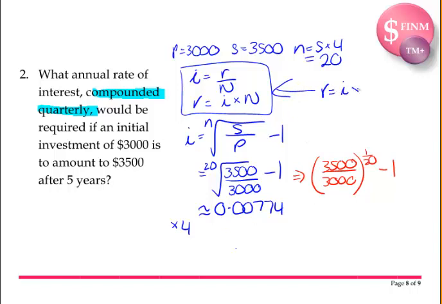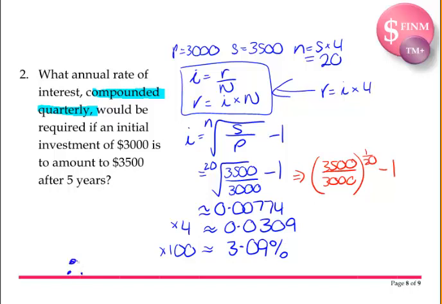Now I need to times it by 4 because of what we've had here. r is going to be i times 4. So I need to times that by 4. And that gives me approximately 0.0309, which I then times by 100 to get my interest rate of approximately 3.09%. Okay, you then have to finish with a therefore statement.